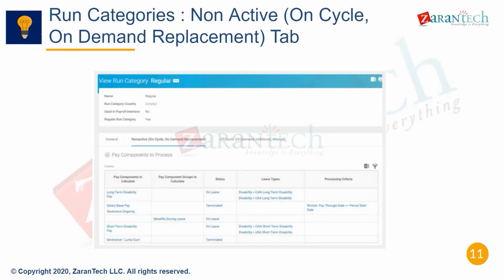But now when we say non-active, my non-active bucket is all the employees who are on leave. Now, there are two types of leave: one is leave without pay, and one is leave with pay.